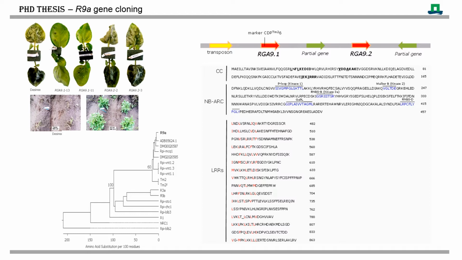Two RGAs, including their own native regulatory transcriptional elements, were subcloned by long-range PCR into a binary vector for plant transformation. Complementation analysis showed RGA9.1 was able to complement the susceptible phenotype in cultivar Desiree. The clone R9A was deduced to encode a CC-NB-LRR protein.